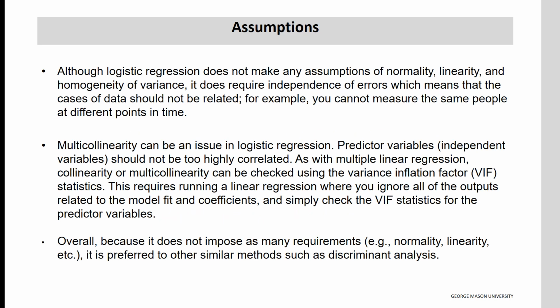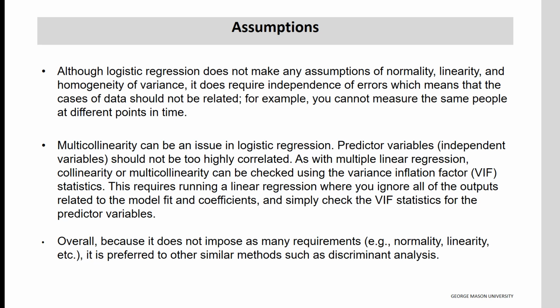Now, let's take a look at the assumptions of the logistic regression model. Although logistic regression does not make any assumptions of normality, linearity, and homogeneity of variance, it does require independence of errors, which means that the cases of data should not be related. For example, you cannot measure the same people at different points in time.